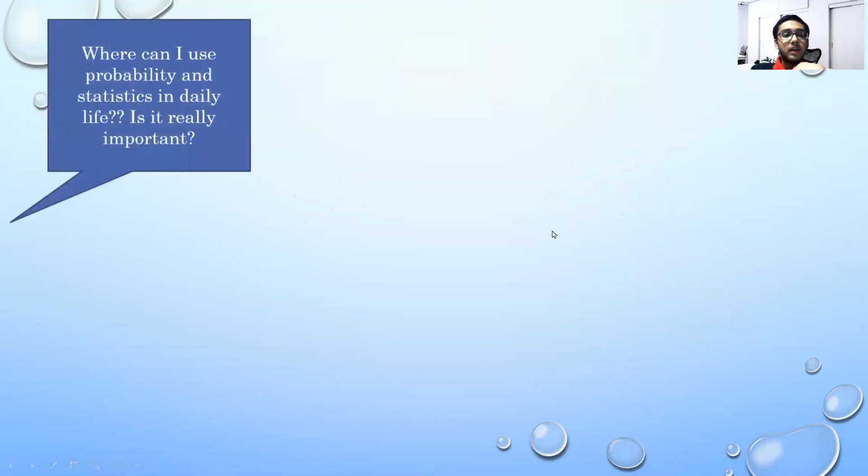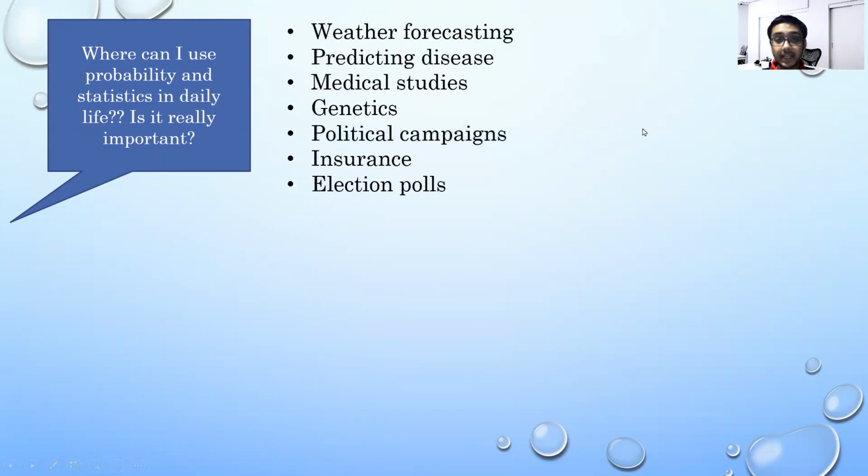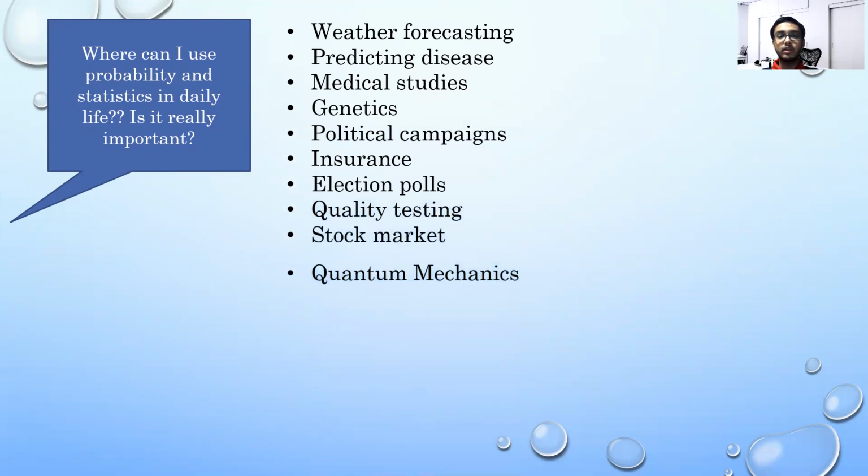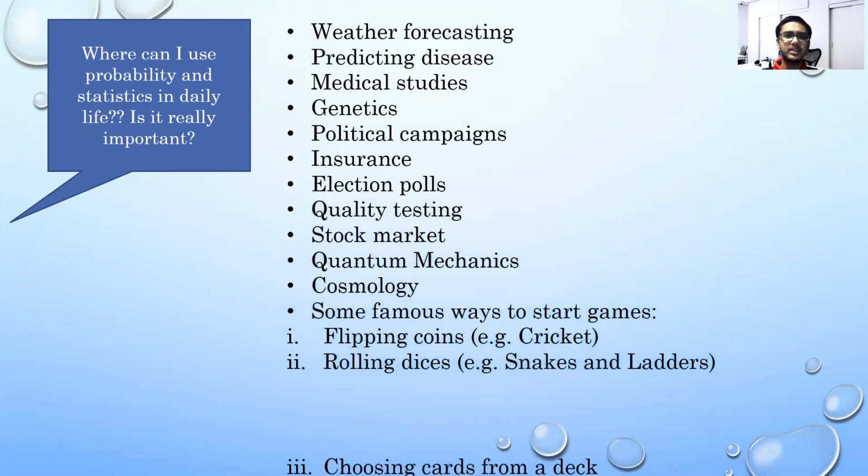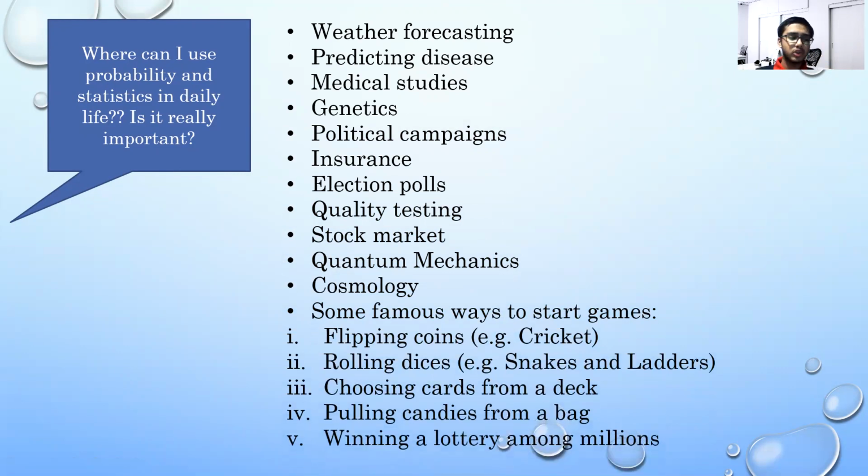Further moving on, where can you use probability and statistics in daily life? Are they really important? There are innumerable uses of probability and statistics in our daily lives. I have listed some of them here, which include weather forecasting, predicting diseases, medical studies, genetics, political campaigns, insurance, election polls, quality testing, stock market, quantum mechanics, cosmology, and some very famous ways to start games. You must know them, of course. Flipping coins, rolling dice, choosing cards from a deck, pulling candies from bags, and winning lottery among millions.